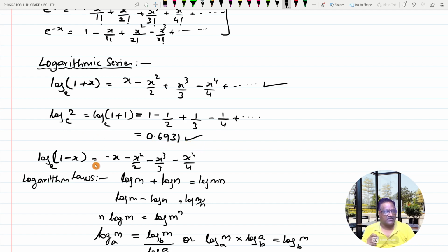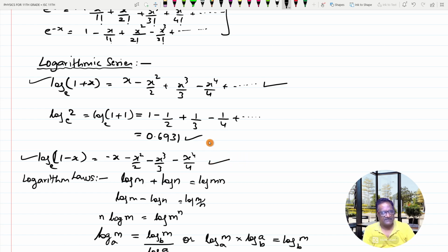Then there's one more logarithmic series, that is log of 1 minus x to the base e. These are the two logarithmic series. So when it is minus, you have to start with minus. You have to multiply the whole thing by minus. So this will become minus x. Then this will become minus x square upon 2. So everywhere there will be minus. Okay, so all the plus you have to convert it into minus. Minus you have to keep as it is. So these are the two logarithmic series.